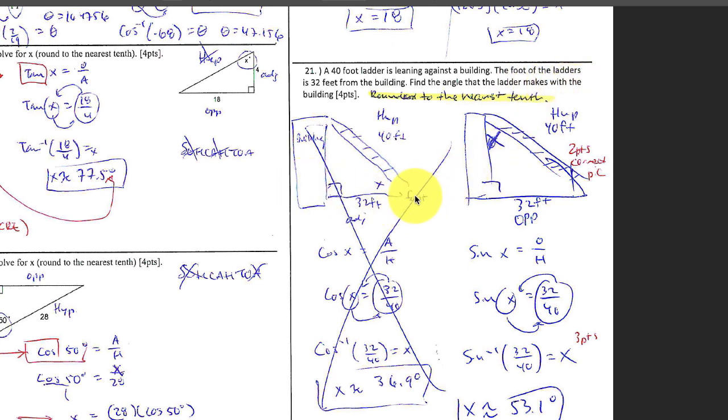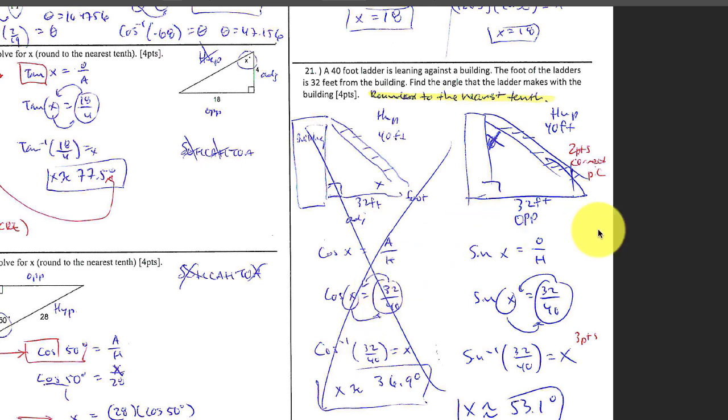If I draw my picture here, I don't want the third side, so I'm not using the Pythagorean theorem. I crossed off this picture because this is a common picture. It would make sense if you said find the angle that the ladder makes with the ground, but it doesn't say the ground, it says the building. So if you did cosine from here, then I gave you only 1 point.